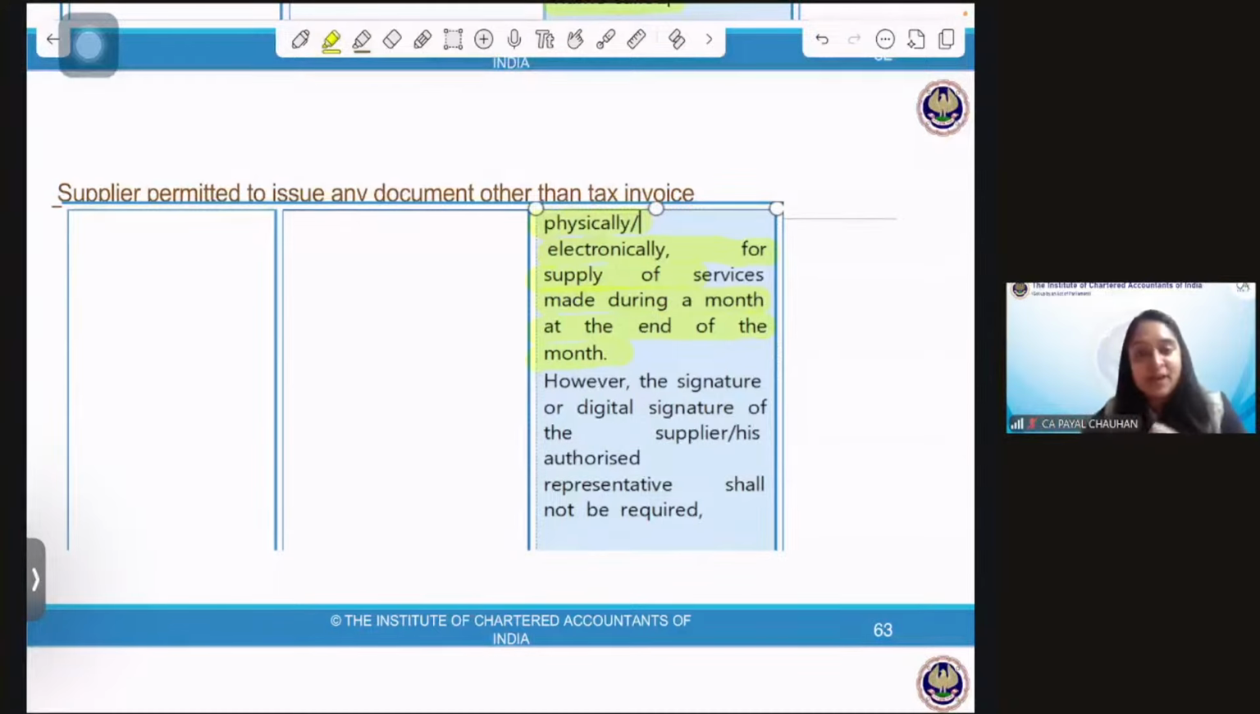If I ask you an MCQ, there is an MCQ which could be framed. Banking company, insurance company can issue an advice or statement at the end of the month. True or false? For all the transactions which you took during the month. True, right? Perfect. However, the signature or digital signature of the supplier or his authorized representative is not required. When we get a message, do we have a signature on it? No. So the signature is not required.